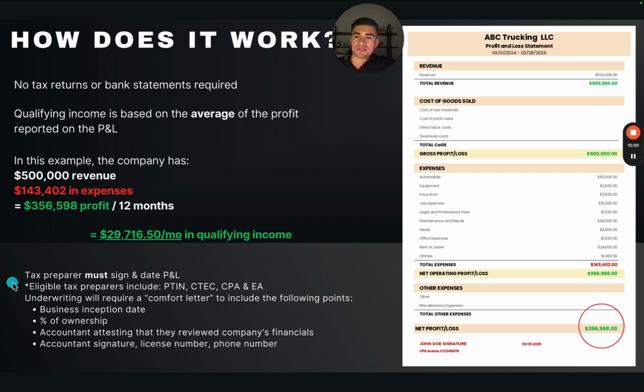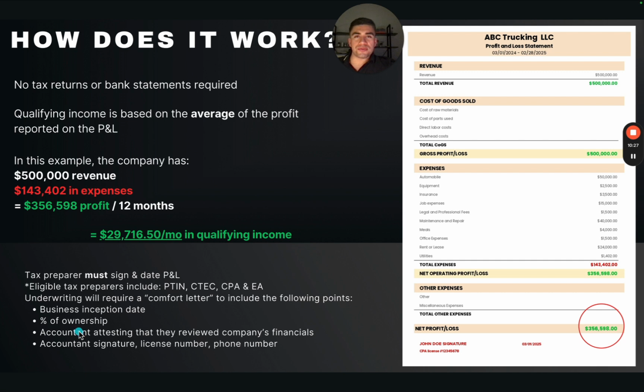Okay, and so this comfort letter needs to address a few points. It has to address the business inception date. So when was the business started? How much of the business do you own? And the accountant or the tax preparer has to attest that they've reviewed your company's financials in order to generate this P&L that they're providing.